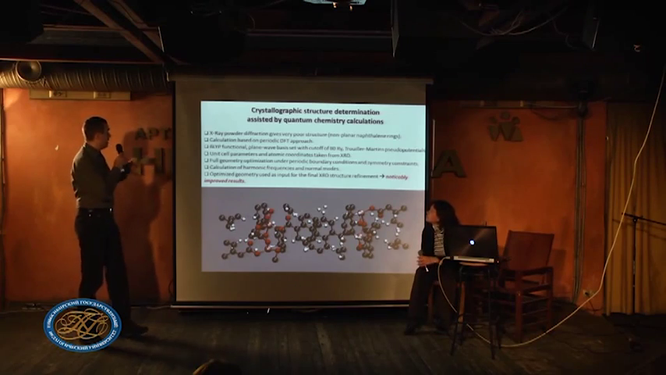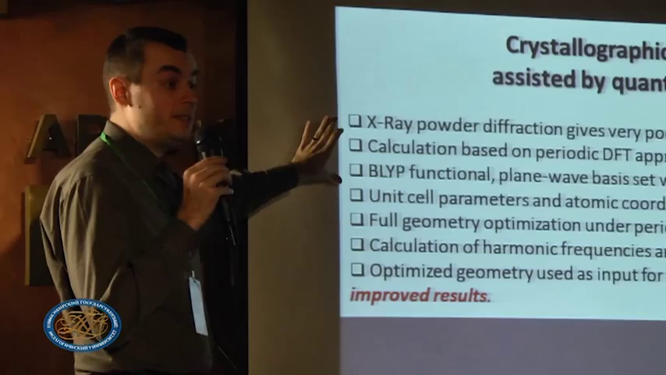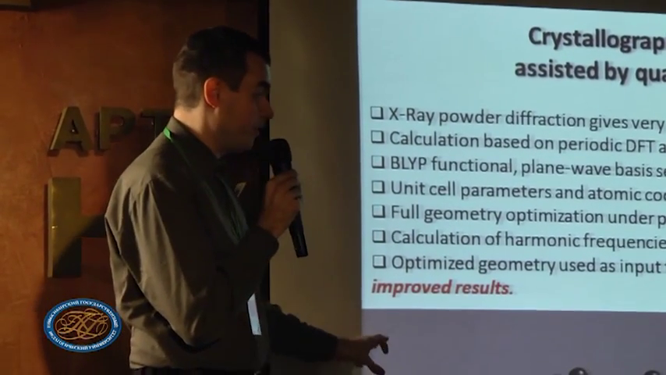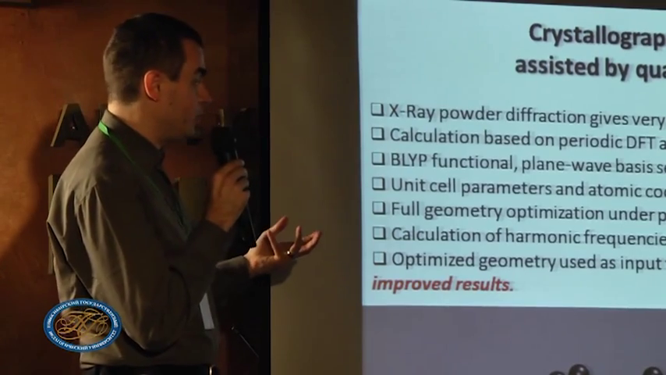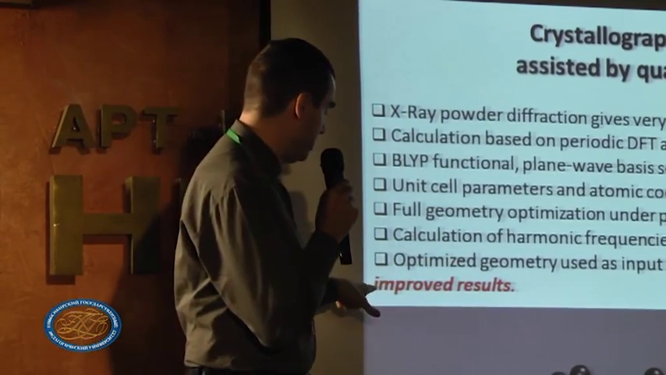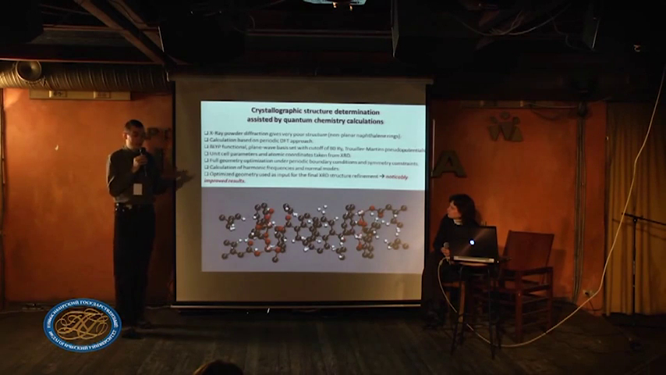So what we did, again, this is all technical details. I used quantum chemistry to optimize the geometry that he supplied to me. He gave me his crystallographic geometry, which was very bad, and I refined it by geometry optimization. And that optimization improved the results greatly. He was able to do a much better crystallographic refinement than before my optimization.